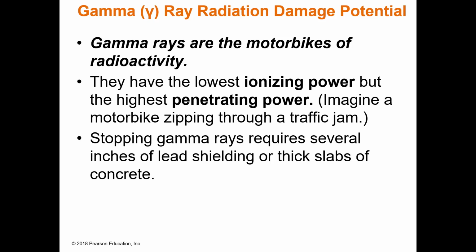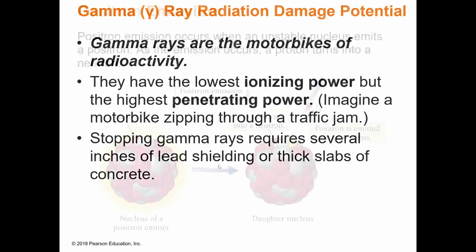NCLEX check-in. A patient has just received a gamma-emitting isotope. Which precaution is most important? The answer is usually time, distance, and shielding. Limit exposure time. Stay a safe distance away and use shielding when needed.